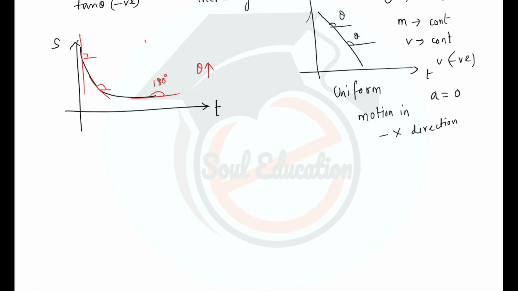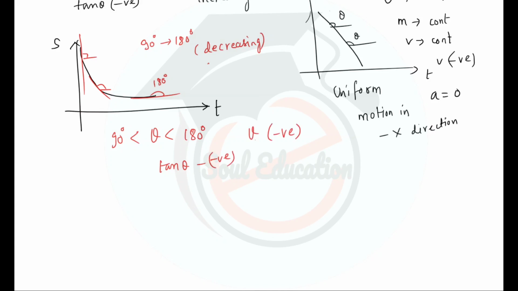Where theta goes from 90 degrees to 180 degrees, that is the case of decreasing. If theta lies between 90 degrees and 180 degrees, tan theta is negative, so my velocity is negative here. The graph opens upward, so my acceleration is positive here.